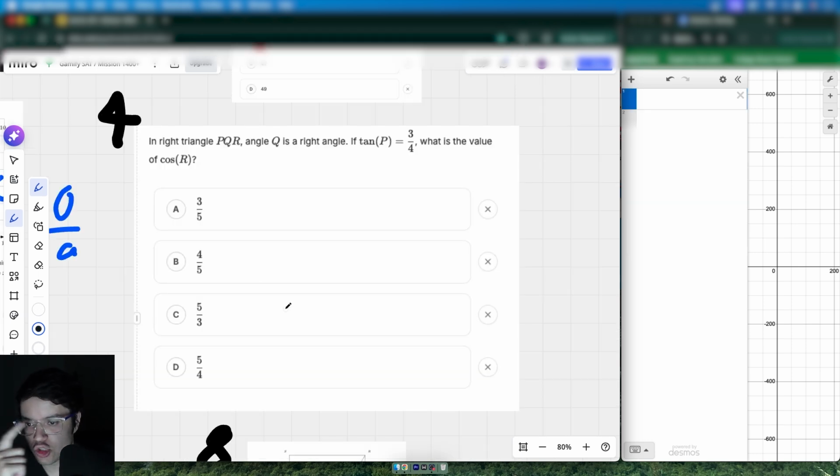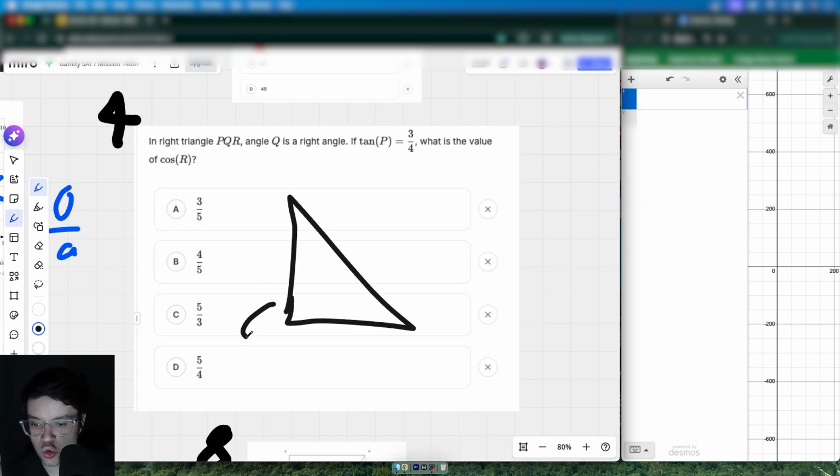Now for this one here, right triangle PQR, where angle Q is the right angle of them.